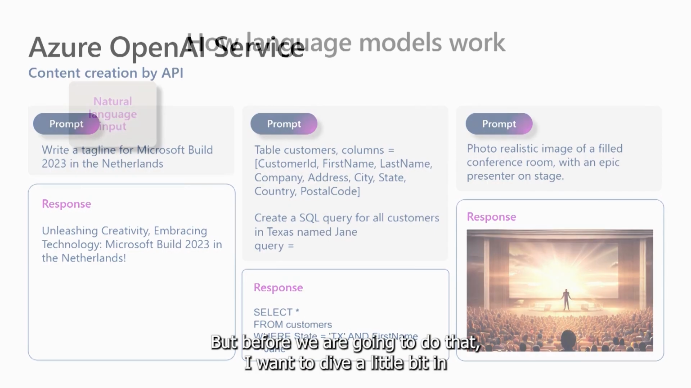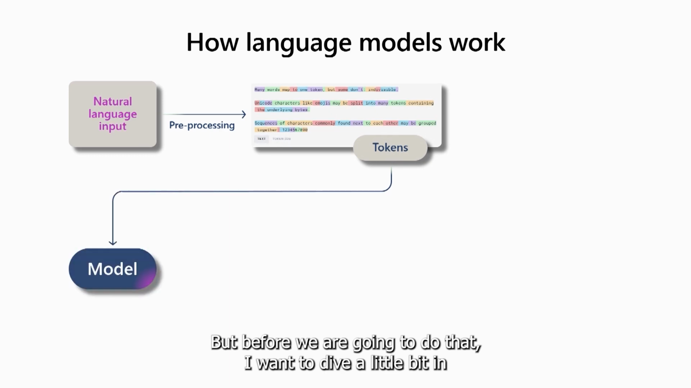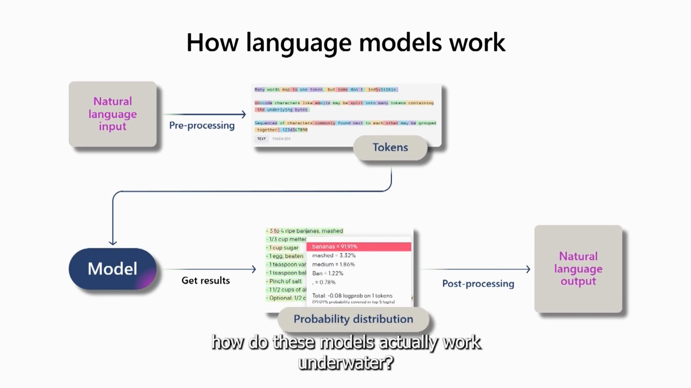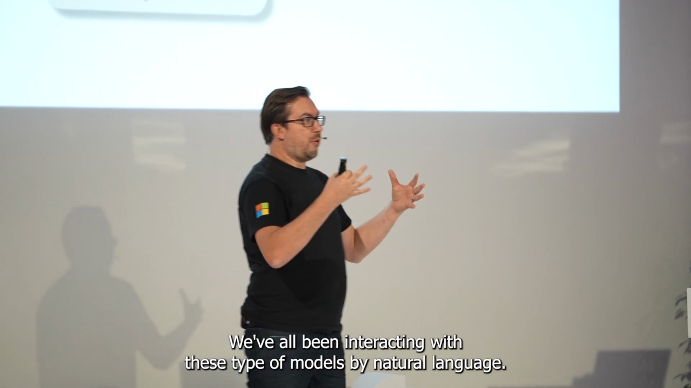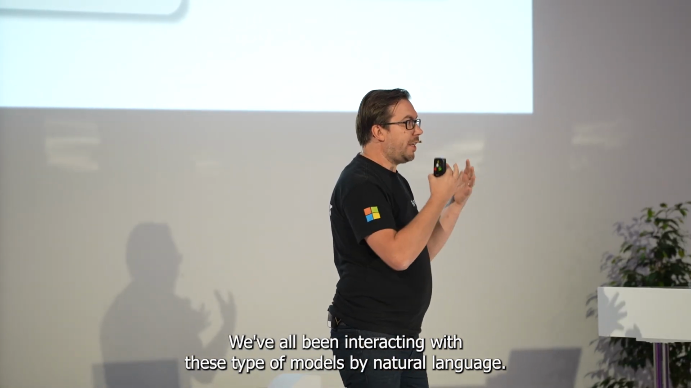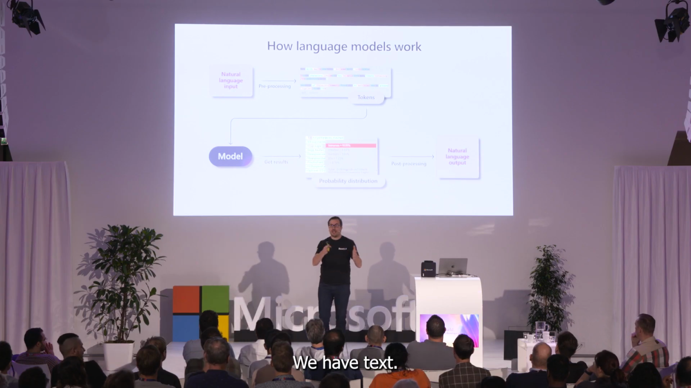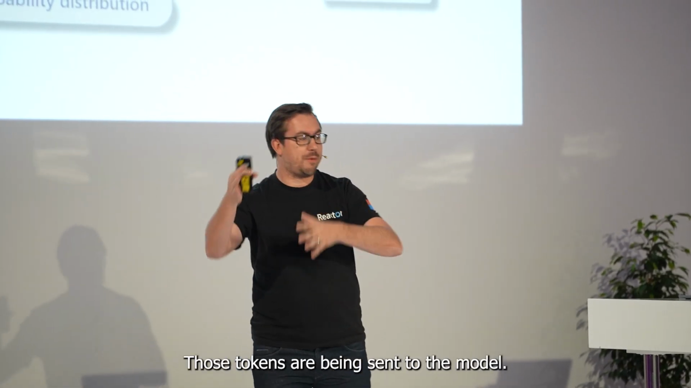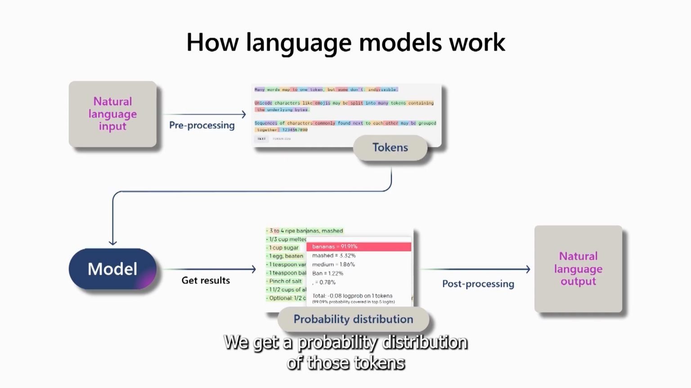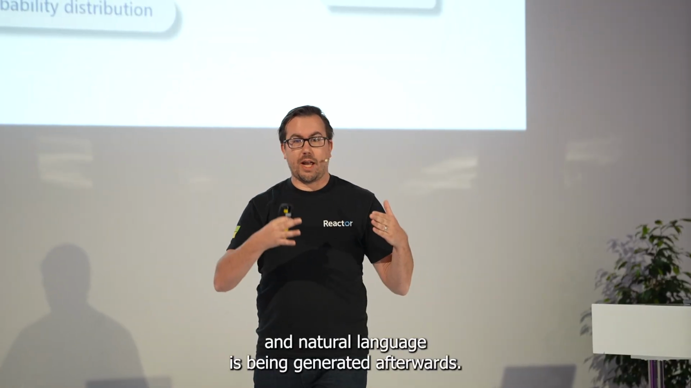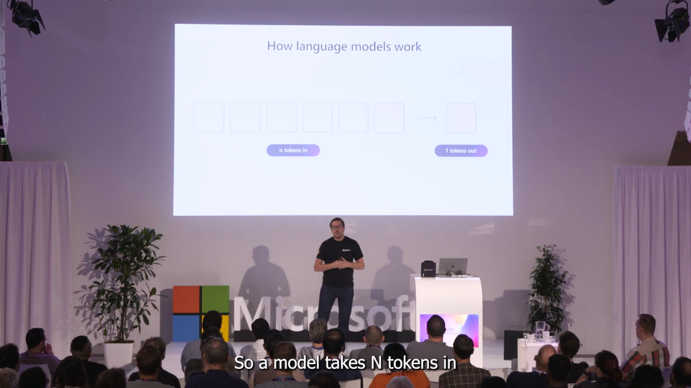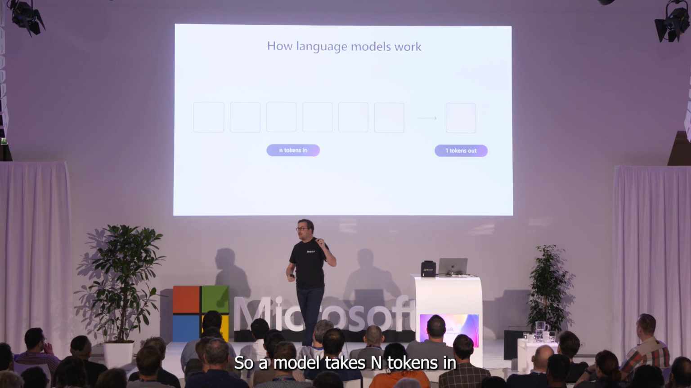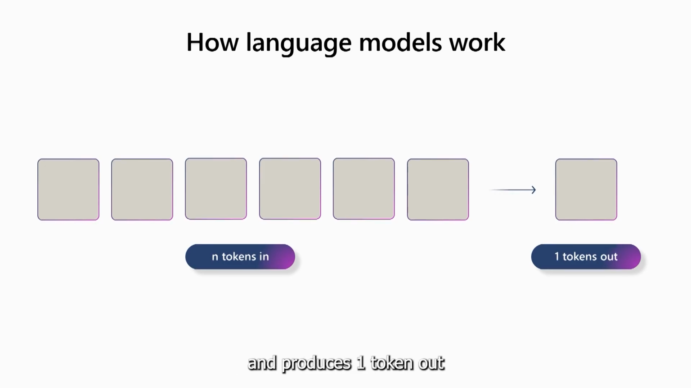But before we do that, I want to dive a little into how these models actually work under the water. We've all been interacting with these types of models by natural language. We have text. That text is tokenized. Those tokens are sent to the model. We get a probability distribution of those tokens, and natural language is generated afterwards. So a model takes n tokens in and produces one token out.